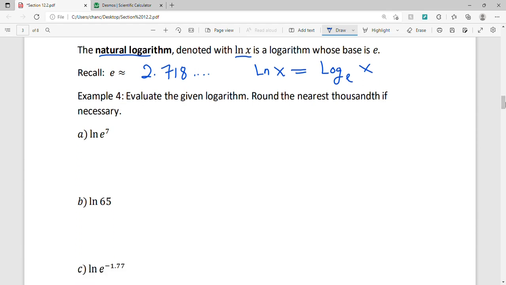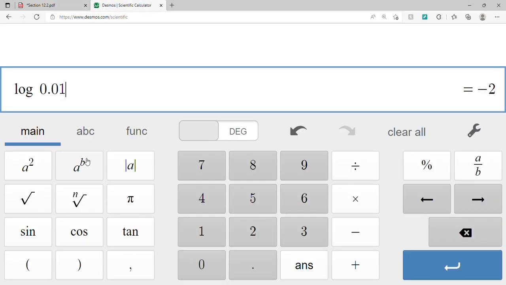For these, we'll have to use our calculator. Part A, we're looking for the natural log of e to the 7th. So let's use our calculator for that. We'll write ln, and then the base of e is already included in the calculator, so we don't need to write that. Type in e raised to the 7th, and our solution is 7. The natural log of e to the 7th is 7.